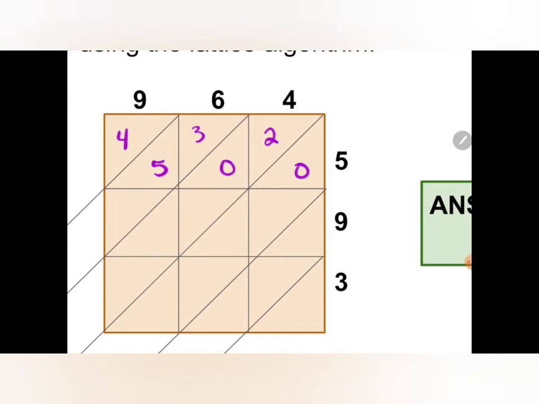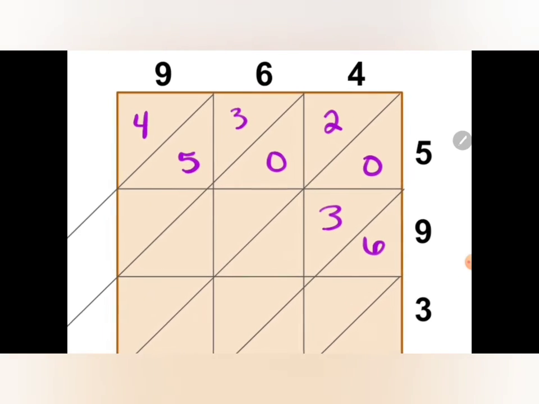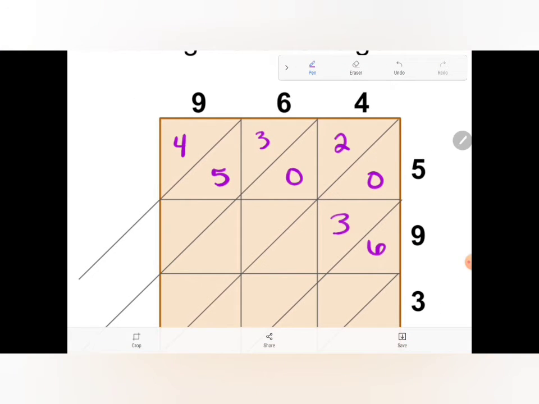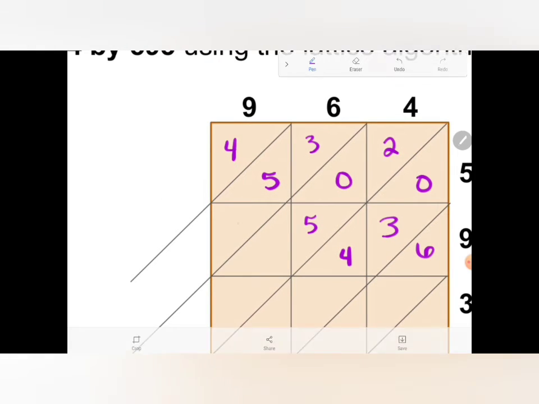For the next part in our middle row, starting from the rightmost section, we have 9 times 4, which is going to be 36. And then we have 9 times 6, which is going to be 54. And then 9 times 9, which is going to be 81.